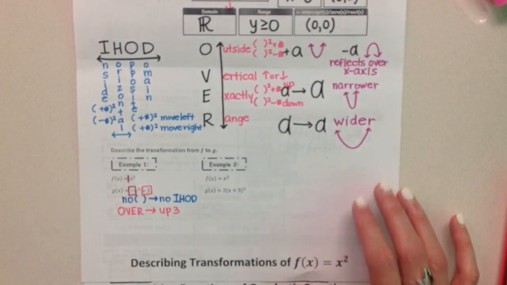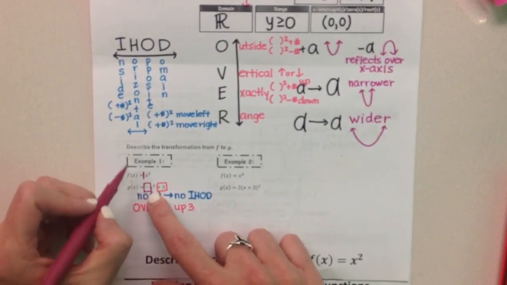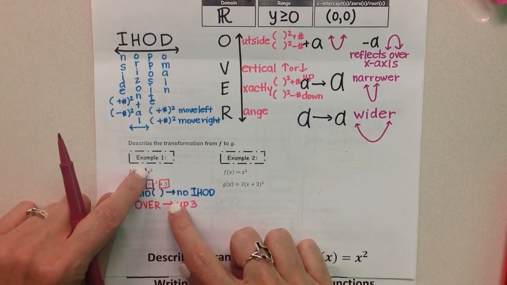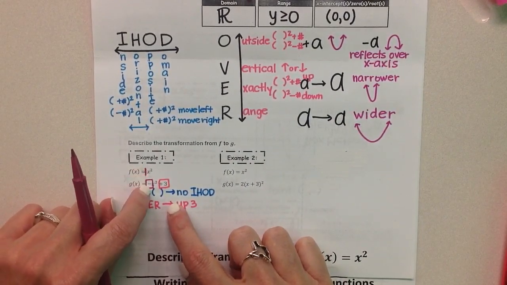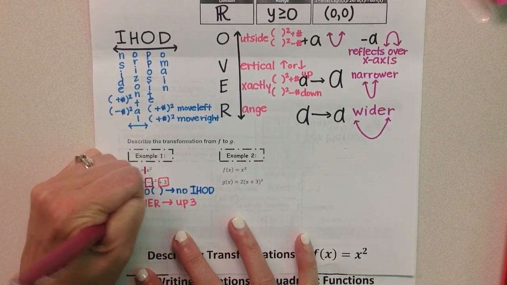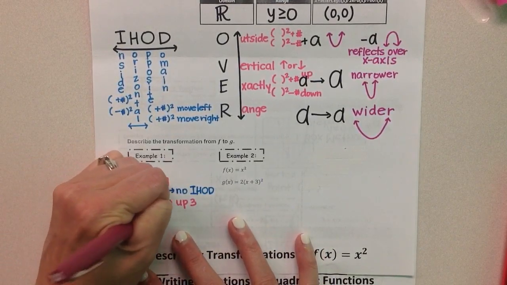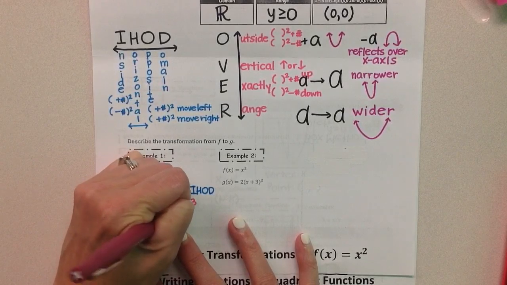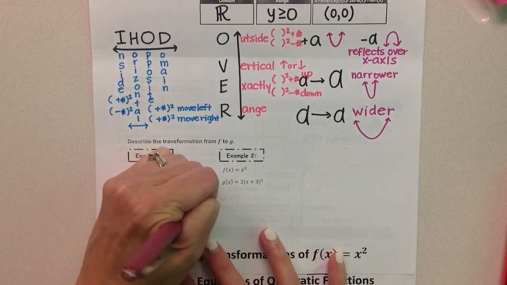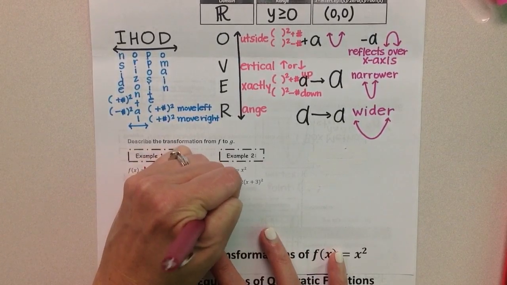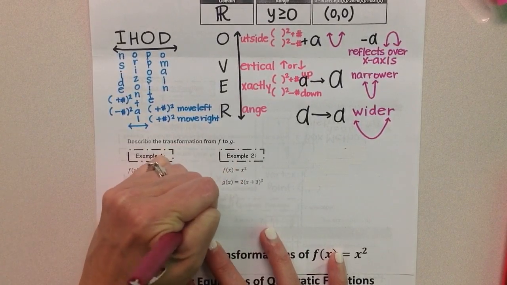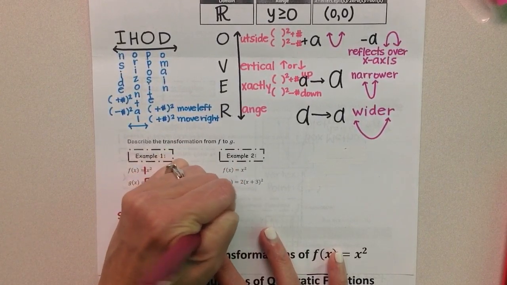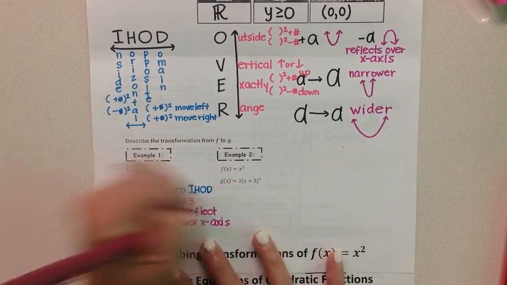So let's look at our A coefficient here. I can see that A starts off at a positive and changes to a negative. So because there is a sign change, this is telling me that there is a reflection. And specifically, it has to reflect over the x-axis. It is never going to reflect over the y.